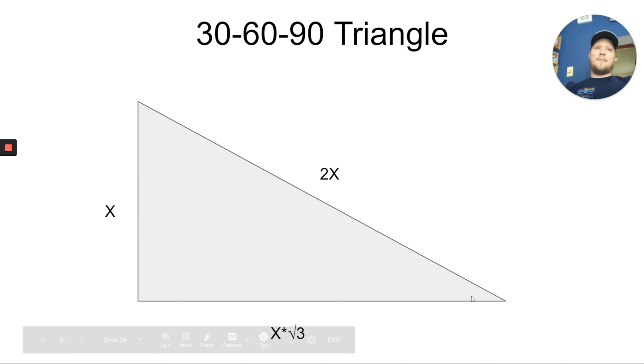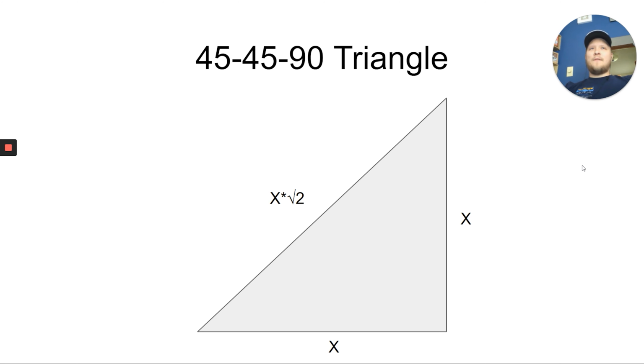And that short side should be opposite your 30 degrees. And then your other leg, that's opposite your 60 degrees or adjacent your 30 degrees, however you want to remember it, is just x times the square root of 3.